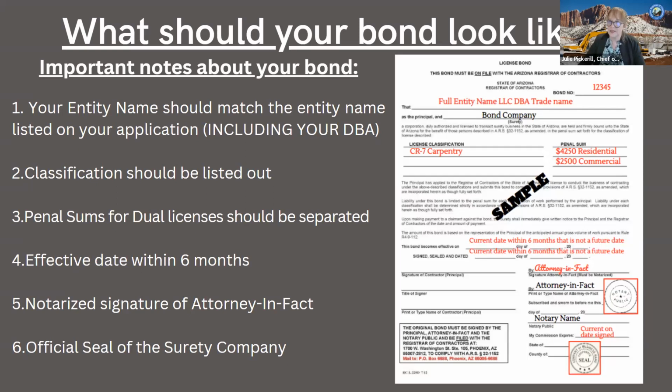But if you're doing a bond through another company, you would need the name of your entity as it's going to appear on your application. So if you're applying as Dinosaurs Are Us, then that is your entity name, and that would need to be on the bond where it says full entity name, LLC, doing business as. If you're using a DBA, you need to include that as well. The classification has to be on the bond.